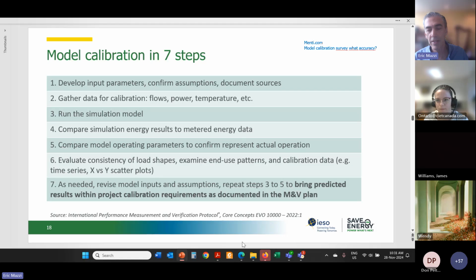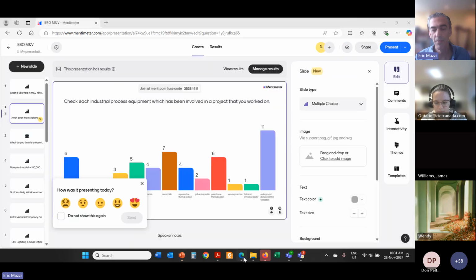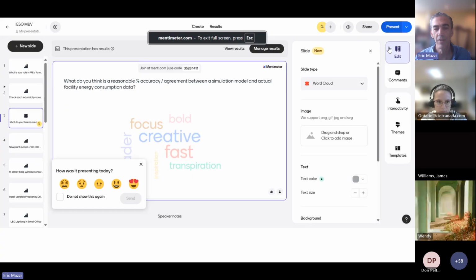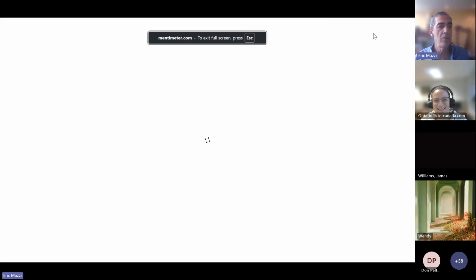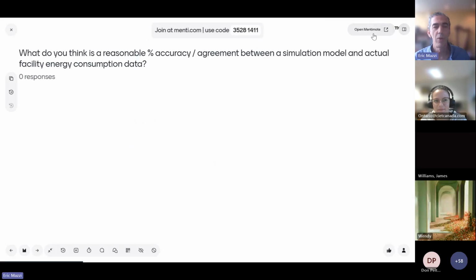I have one last Menti question to ask you, because neither the IPMVP nor ASHRAE 14, for example, prescribes what is a reasonable or acceptable agreement between model and data for your facility or your system. So my last question, well, almost my last question: I'm curious, what is your opinion? What do you think is a reasonable percent accuracy or agreement between a simulation model and actual facility or system energy consumption data?